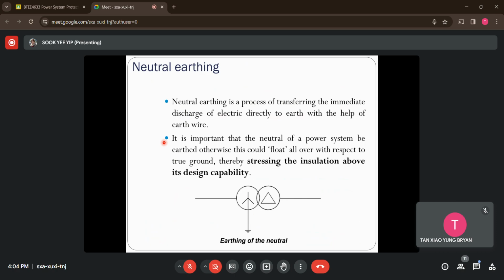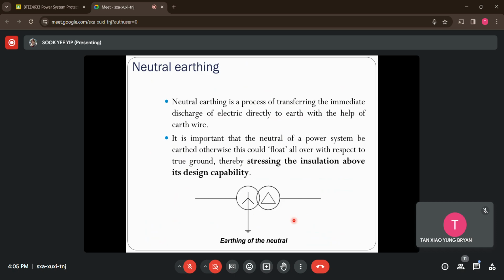For most transmission and distribution systems, the neutral point will be grounded so that we have a zero reference point, for example for the transformer. This neutral point is a path where, whenever we have fault situations, it forms a path for the fault current to flow back to the transformer. So it's very important that the neutral point of the system is grounded. Otherwise, it will float with respect to true ground, and in this situation it will stress the insulation above its design limit.